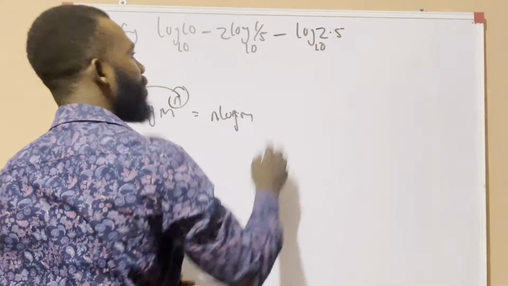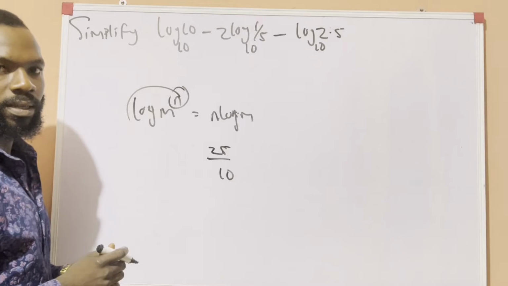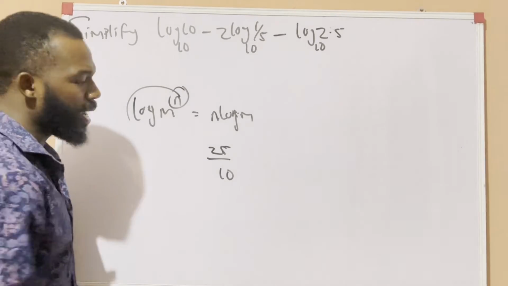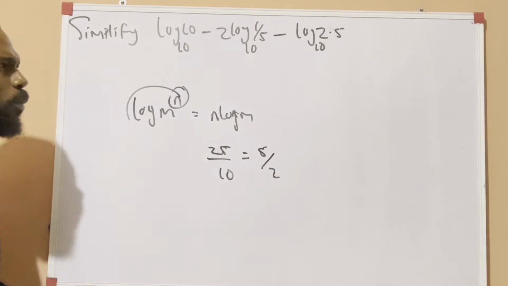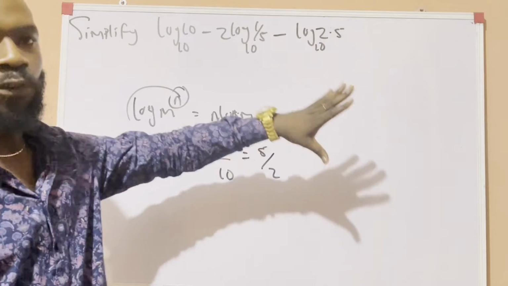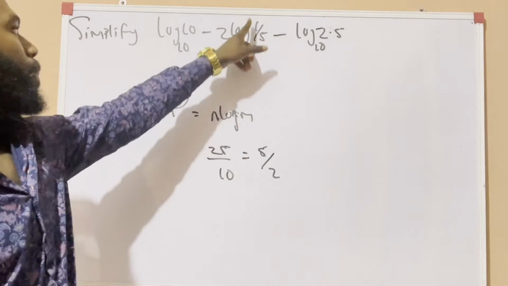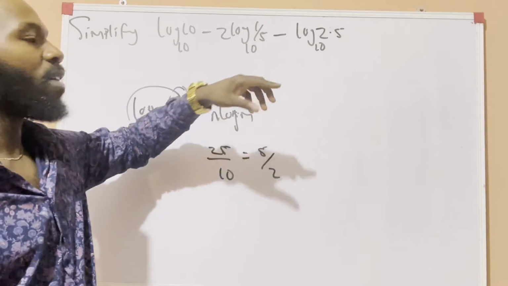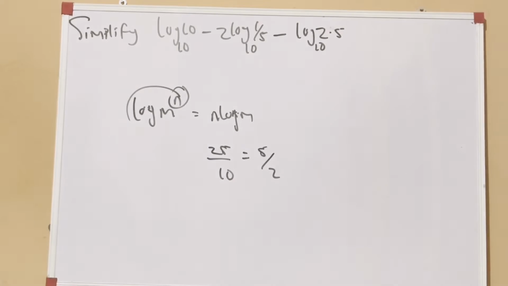And then 2.5 can also be written as 25 over 10 in terms of fraction. So if 5 should cancel out 25 and 10, I'm going to be having 5 over 2. So first of all, we can't just apply the law, we have to simplify first. So in place of 2.5, we are going to give 5 over 2. And in place of 2 log 1 over 5 base 10, we are going to give log 1 over 5 all squared to the base of 10. So class, let's begin the solution.